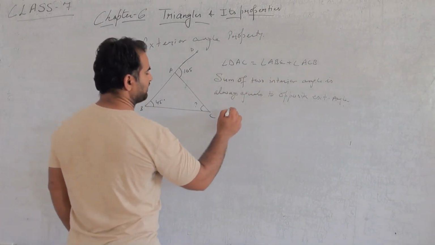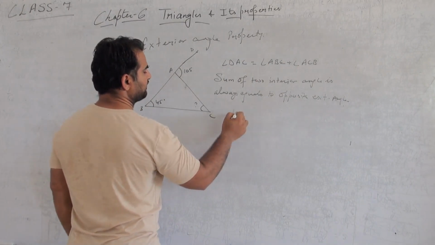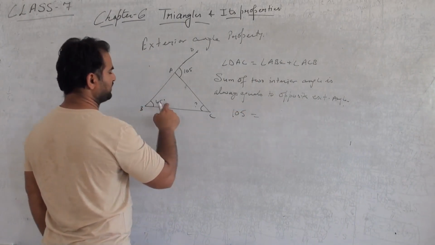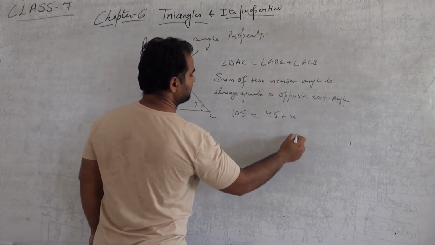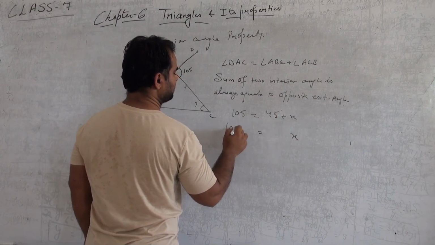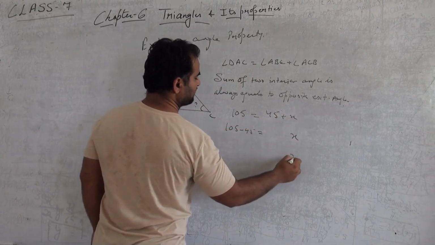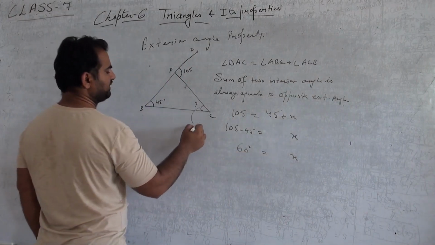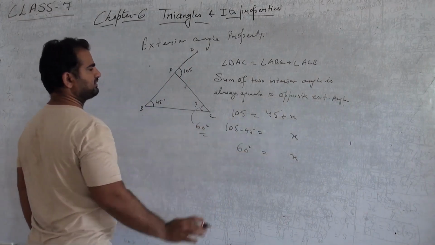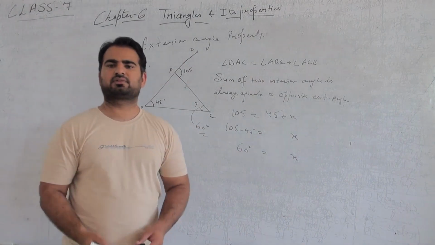So 105 equals 45 plus x. So x will be 105 minus 45. So x will be 60 degrees. So angle C will be 60 degrees. This is our final answer.